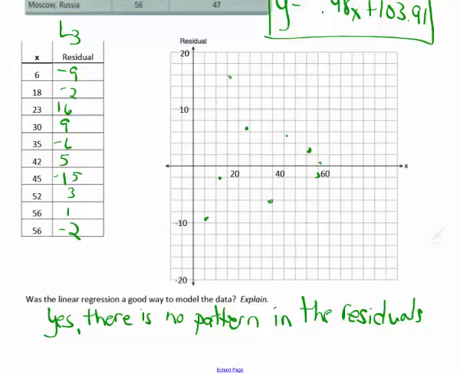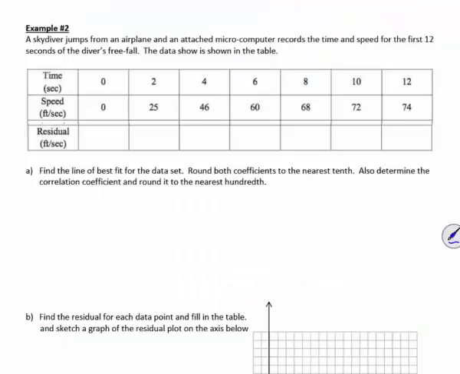Okay, now we're going to try another example here. This time we're talking about a skydiver who jumps from an airplane and is attached to a microcomputer recorder. So we have, this is going to be our X, this is going to be our Y, this is L1, this is L2, and then we're going to get L3.